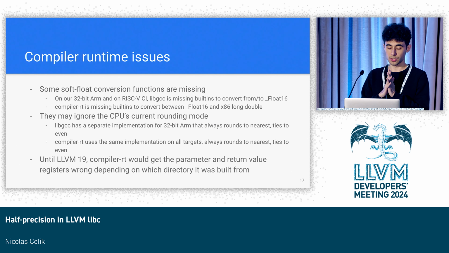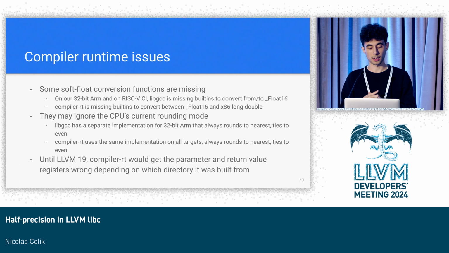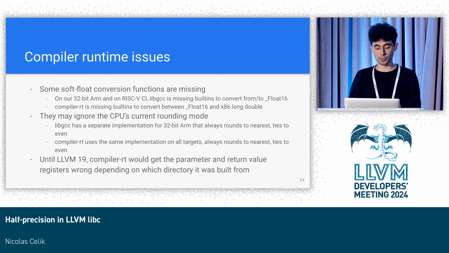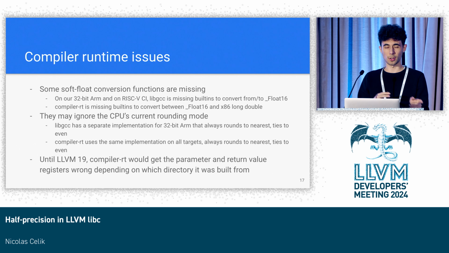Lastly, we ran into a bunch of compiler runtime issues. Some of the software conversion functions I was talking about may be missing, depending on whether you use libgcc or compiler-rt, depending on the target. On our 32-bit ARM and RISC-V CI, libgcc is missing built-ins to convert from and to Float16. On compiler-rt, it's missing built-ins to convert from and to Float16 on x86 long double, no matter the target.